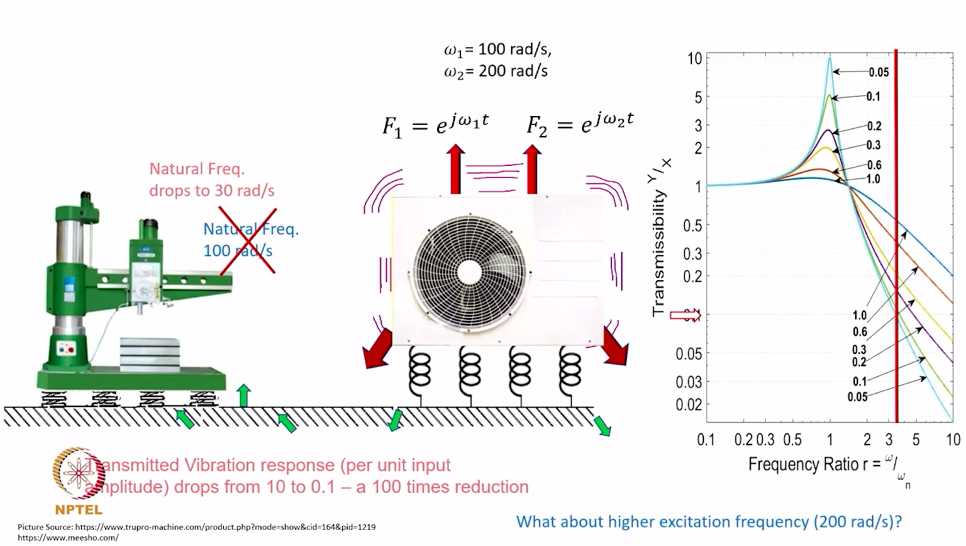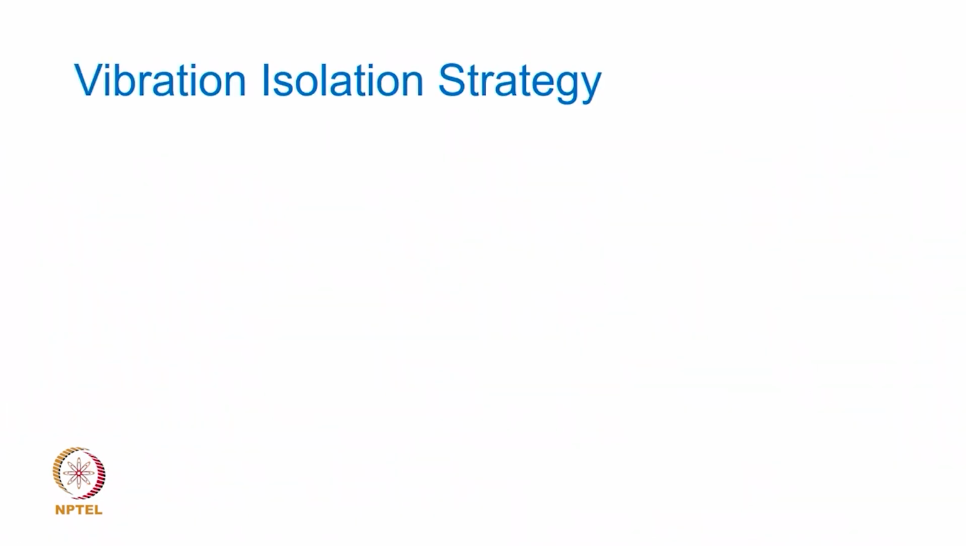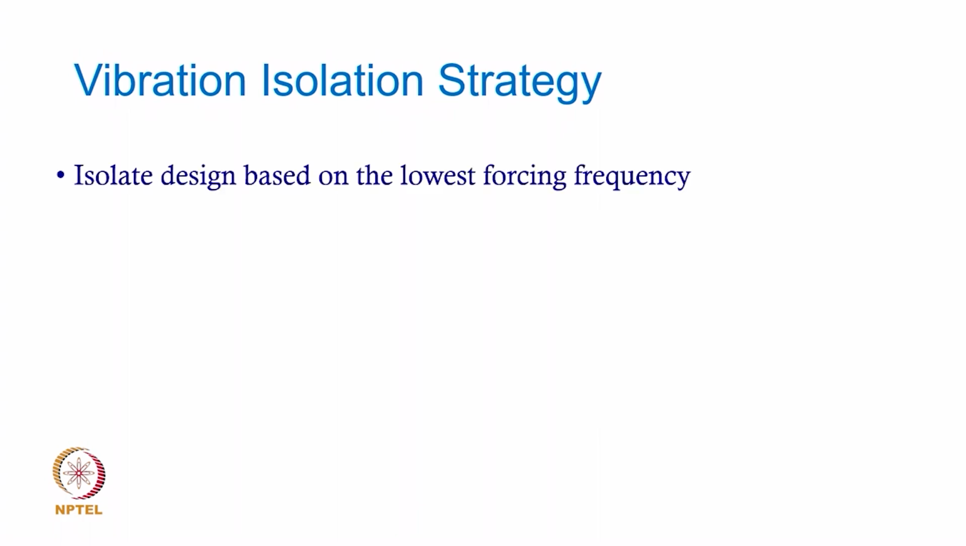So, we have already answered this point, okay. So, the vibration control or vibration isolation strategy: you need to design the isolators based on the lowest forcing frequency, you know that. If you have 100 radians per second, 200 radians per second, design it for 100, and then it will be fine for the higher ones as well.